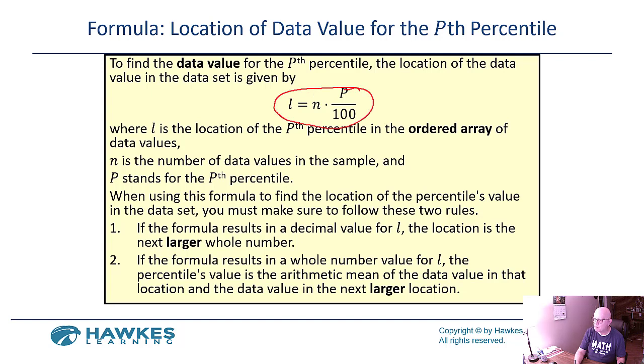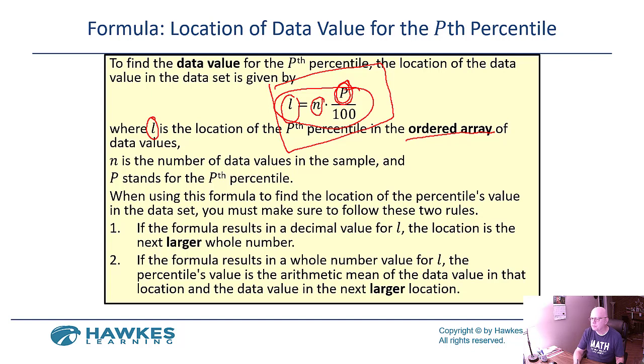L equals N times P over 100. So what does L represent? L is where that item is in the ordered array. Remember, it has to be in order, lowest to highest. Where is it? First, second, third, fourth, 19th, that's what L represents as a number. N represents how many data items you've actually got in the whole list. P is the percentile you're interested in. And using this formula, you can find this percentile.